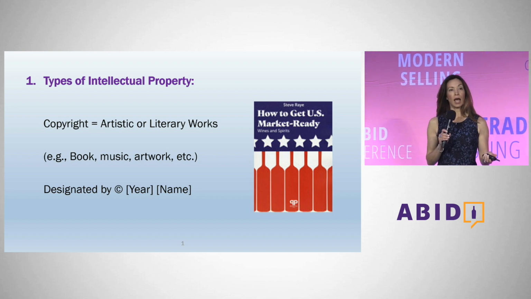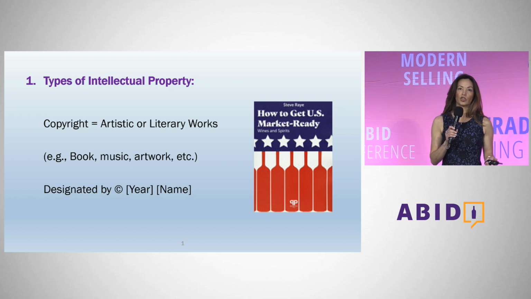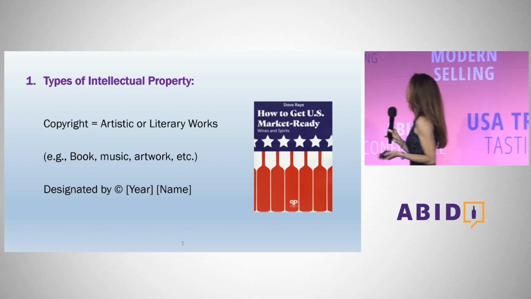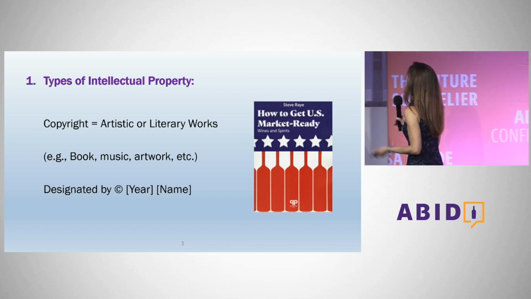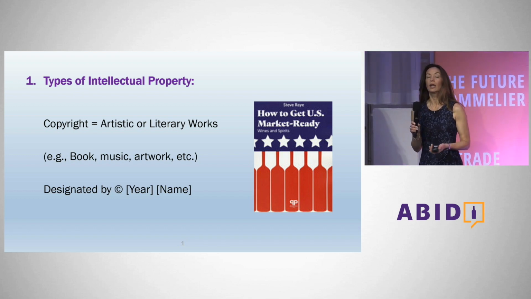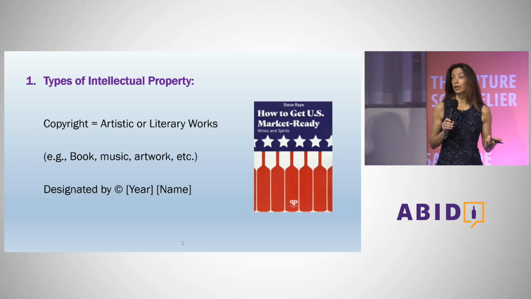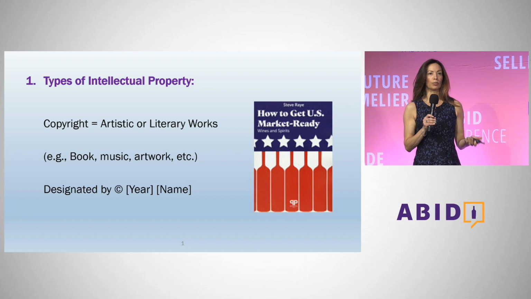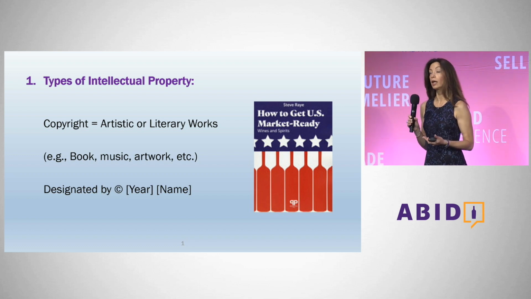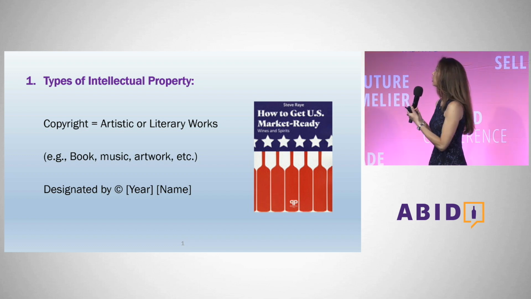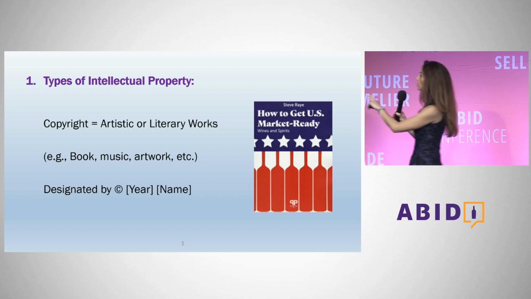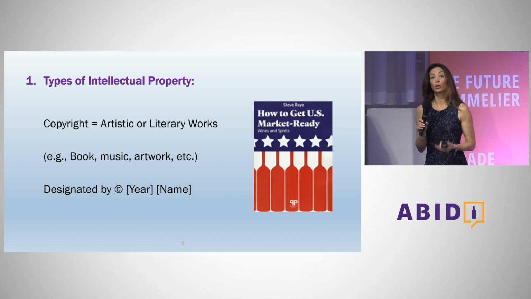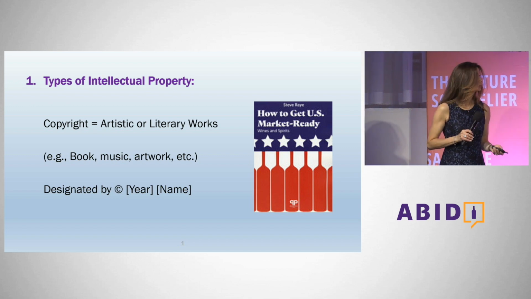Another type of intellectual property is copyright. So copyrights generally cover artistic or literary works. So a good friend of mine, Steve Ray, came out with a book last year. He published How to Get U.S. Market Ready, and it's a very good read, by the way. And so when you publish a book, or if you write a screenplay, or I have a piece of art that I drew or painted, you would get a copyright. And normally when you see a copyright, you'll see an encircled C. It'll have the year in which it was produced and the person's name.